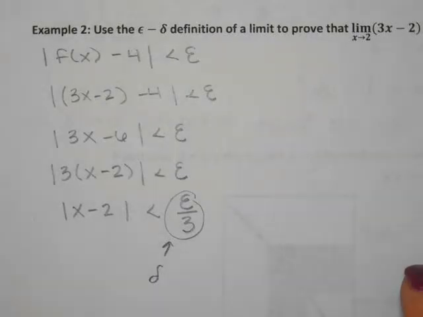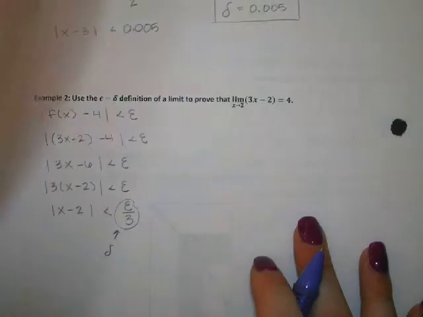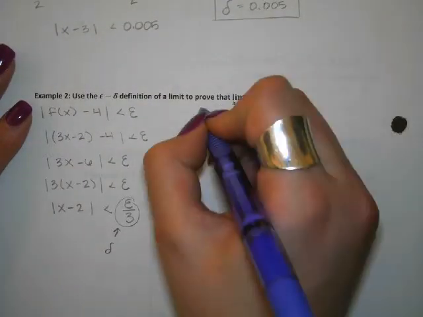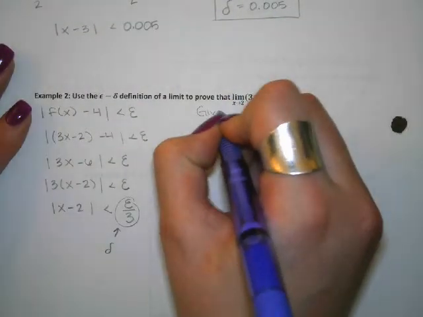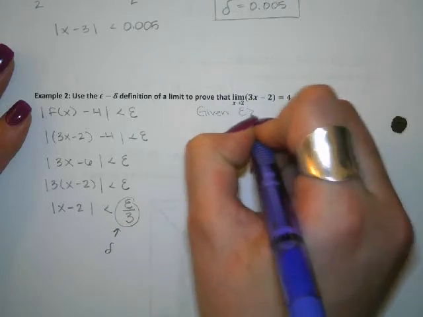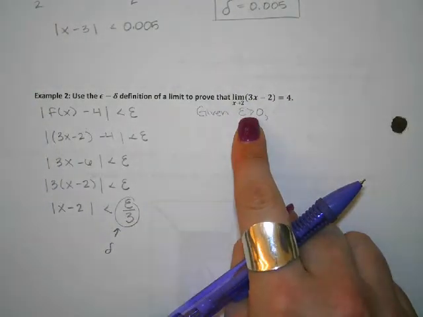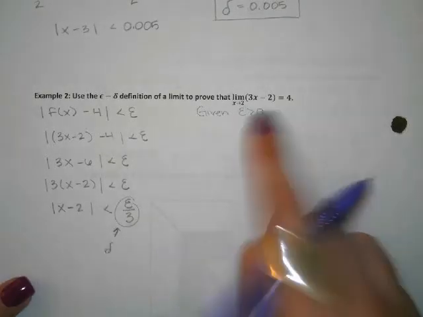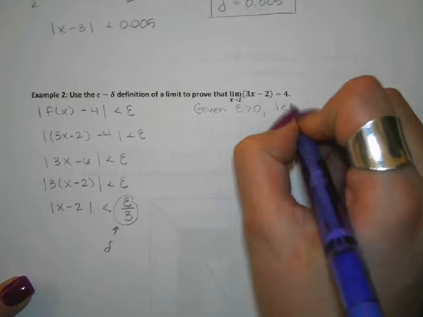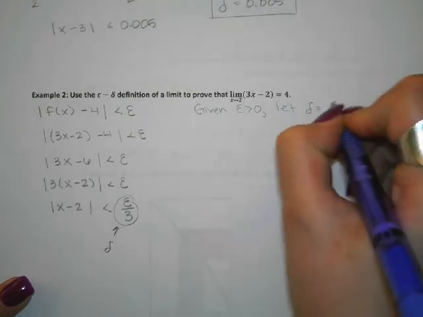Okay, so now we have the answer. We know what delta is. Now we have to write it as a proof, and this is where things feel a little bit funky. So here is how we write the proof. We are going to say, given an epsilon that is greater than 0, and we do that because, remember, the definition of epsilon is that it's a small positive number. So given epsilon is greater than 0, let delta equal epsilon over 3.